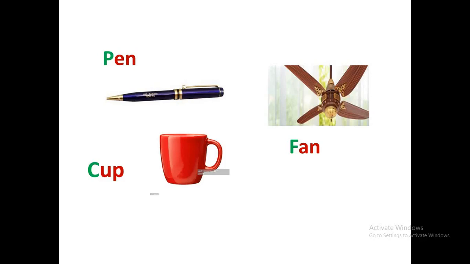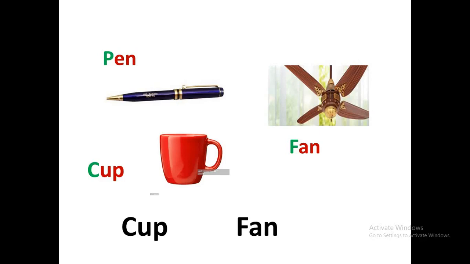We have already learned to arrange the letters in correct alphabetical order. Let us arrange these three letters P, C, F in correct order. Let us start saying from A. A, B, C. We have a word starting with C. So first we will write cup. Moving ahead, C, D, E, F. We have a word starting with F, fan. So we will write fan.